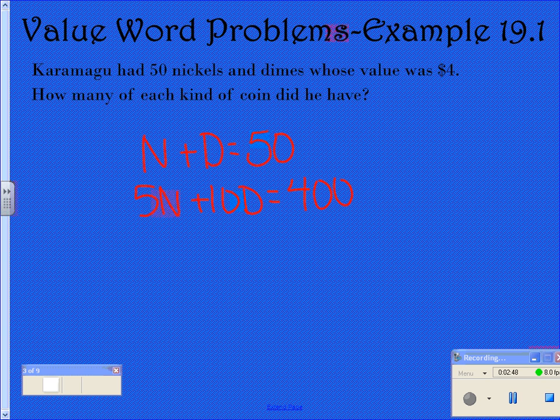How much is a nickel worth? 5 cents. How much is a dime worth? That's where those numbers came from. That's the value for the nickels, values for the dimes. What would you want to do to solve for your N and your D? Elimination. I would think that'd be a little bit quicker on these. What would you multiply by the top equation? And what would you get?